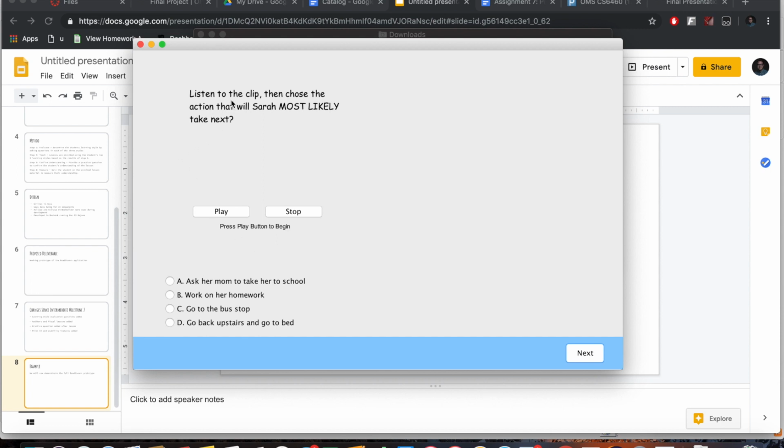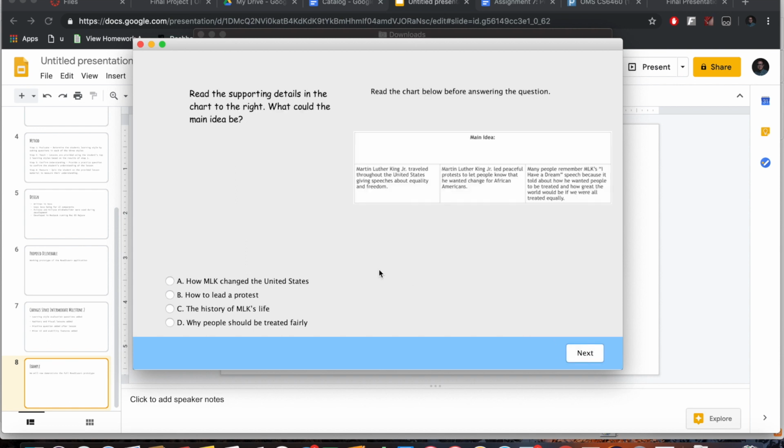So this is an auditory question, and it says listen to the clip and then choose the most likely action that Sarah will take next. If you click play here, it's going to play a short reading clip, and it's going to be talking about Sarah, obviously. And then the student is supposed to answer the question, what action will Sarah most likely take next?